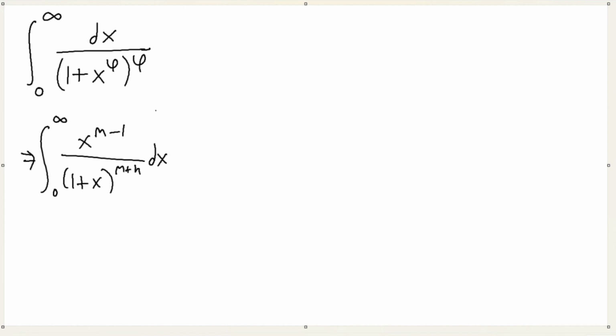Well, the first step, the greatest first step to formatting this into a beta function is to make sure that the bottom is 1 plus x, and then to the power of something. Here we have x to the power of something, the golden ratio. So what we would want is we would let u equal x to the power of the golden ratio, so that this would be a 1 plus u to the power of something, and then whatever. Okay?